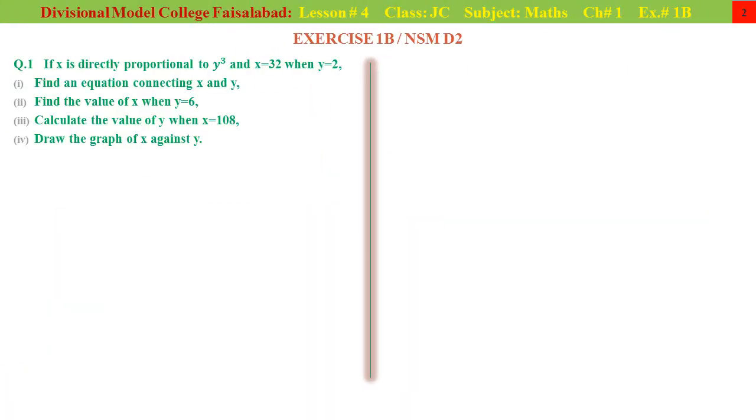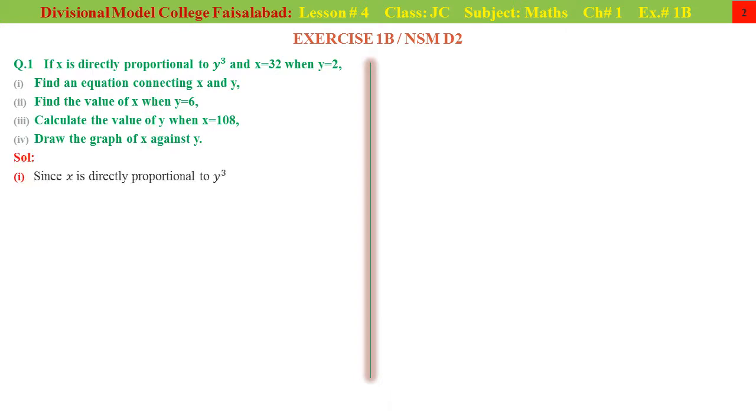Question number 1 of this exercise is, if x is directly proportional to y cube. Look, directly proportional variables are changed only. On the left hand side there is x, and on the right hand side now there is y cube. So x is directly proportional to y cube, and you are given the values of x and y, and you are asked to solve these parts for this question.